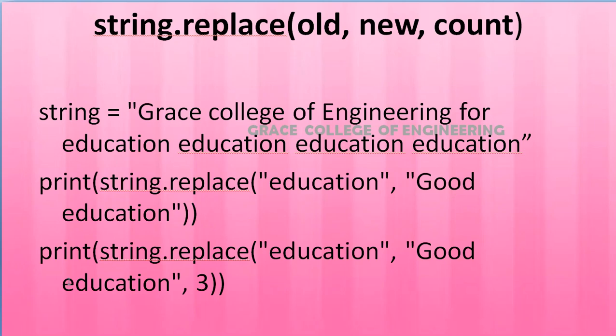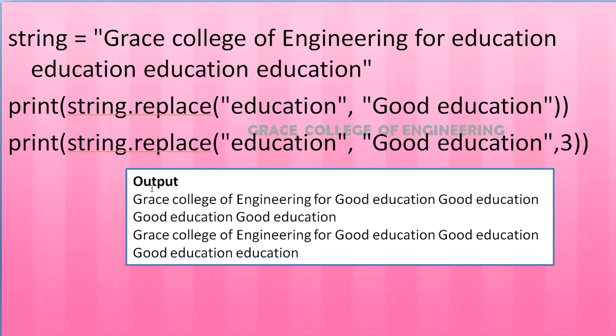Next, you can see the output. Grace College of Engineering for, the first education is replaced by good education. Then the next education is replaced by good education, the third education as well, and the fourth education also.